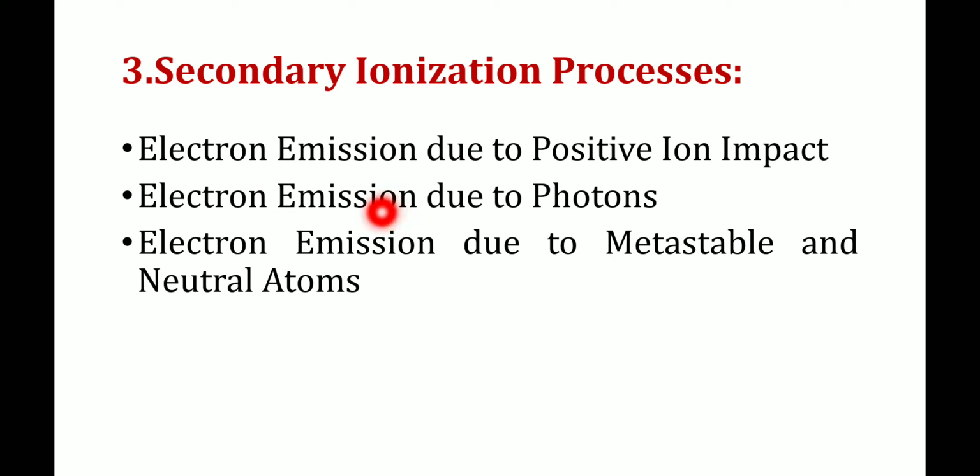So the second process is electron emission due to photons. Obviously, using light energy, if it falls on the cathode, electrons are going to be emitted. Next one, electron emission due to metastable and neutral atoms. These processes will be discussed in a detailed manner in the next class.